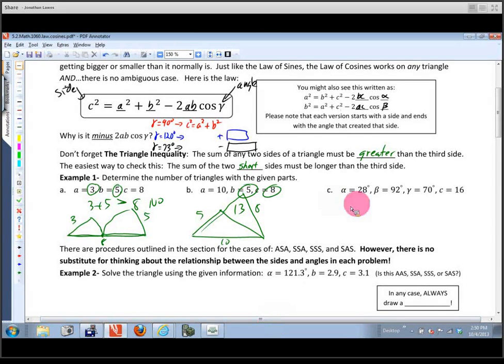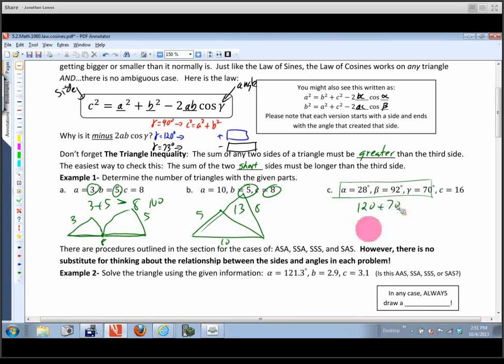And then let's take a look at this information right here. Might seem silly, but they do throw a couple of these at you. We've got one side and then we've got 3 angles. And then here's what we'd want to check. This doesn't have anything to do with the triangle inequality, but let's add these together. So if I have 28 and 92, that's 100, let's see, that's 120.